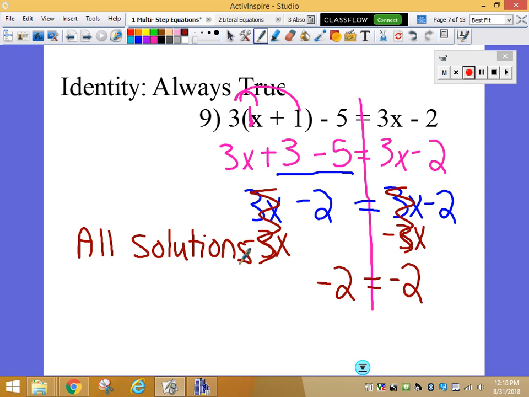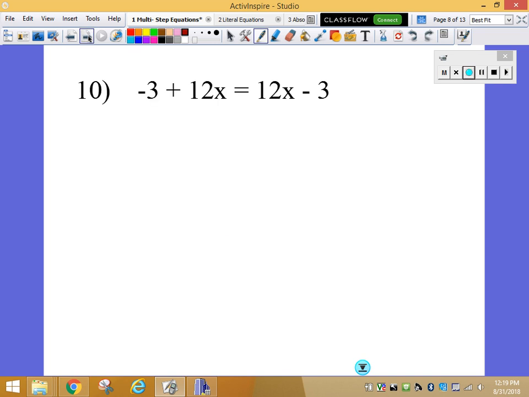Okay? So we have two options if your x's cancel. It's either no solution, and that's when they don't equal each other, or it could be an identity, and it could be all solutions, and that's when they do equal each other. Okay, so we're going to do some problems like this. Write down example 10, and let's do it.